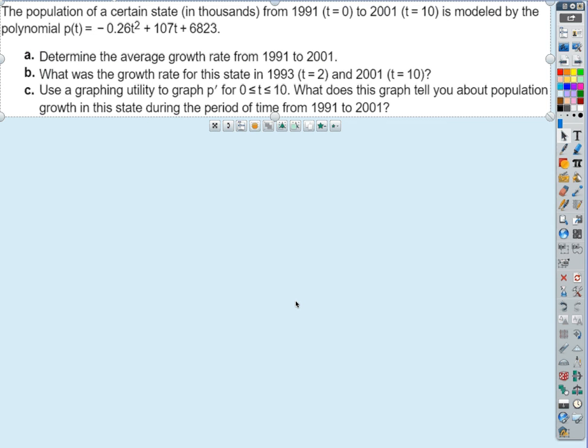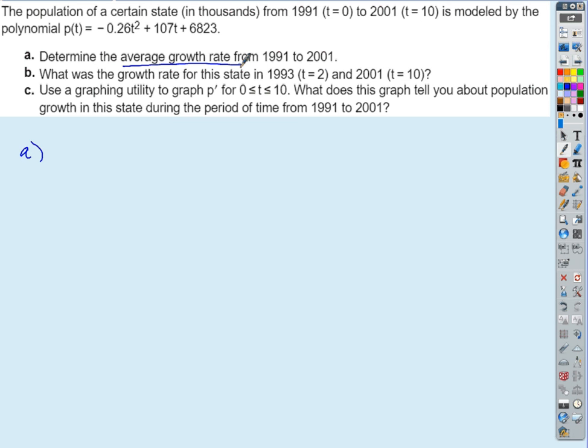They give us this population function, population of a certain state in thousands from 1991 to 2001. So 1991, we're going to say t is 0, 2001, t is 10. Is modeled by this polynomial, okay? Determine the average growth rate from 1991 to 2001. So it's really important that we all understand this. If I'm talking about an average growth rate, what is that?